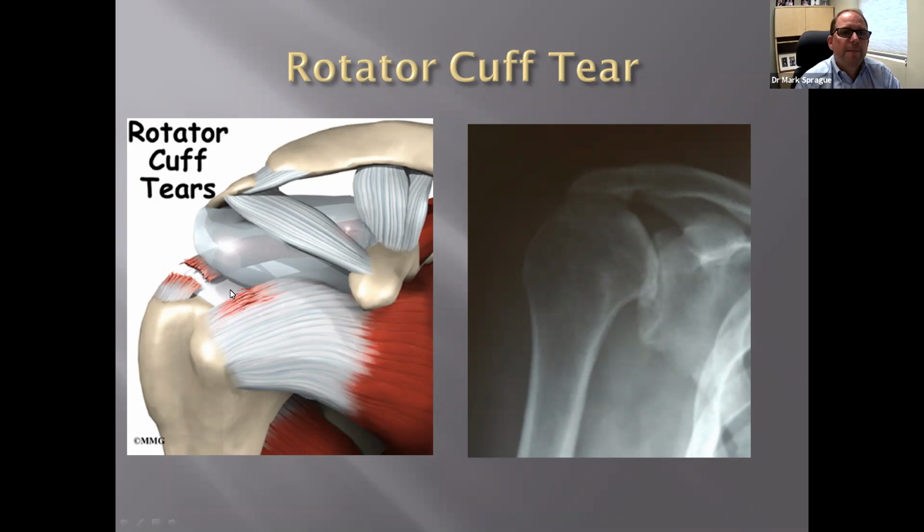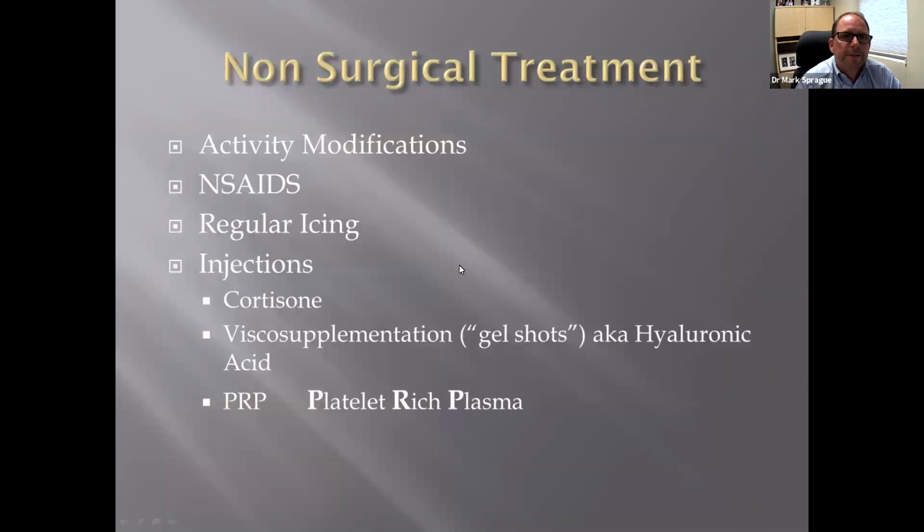And over time, if this isn't addressed, you can imagine the humeral head migrating up, superiorly and medially into the socket and up towards that acromion bone. And that can lead to rotator cuff arthropathy. So, non-surgical treatment for these types of conditions.